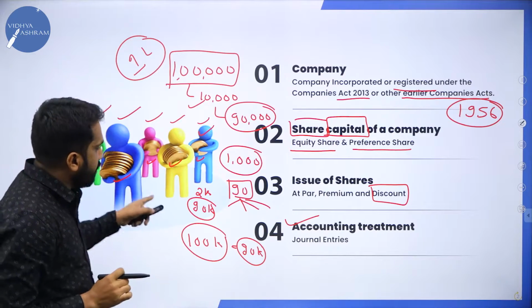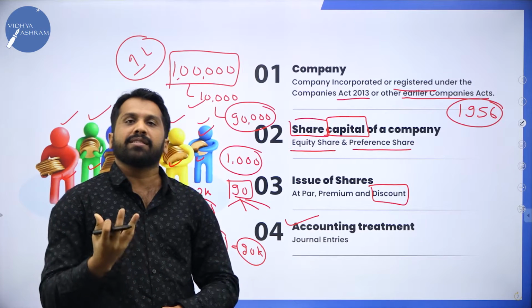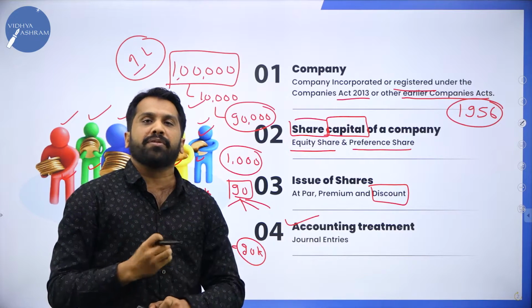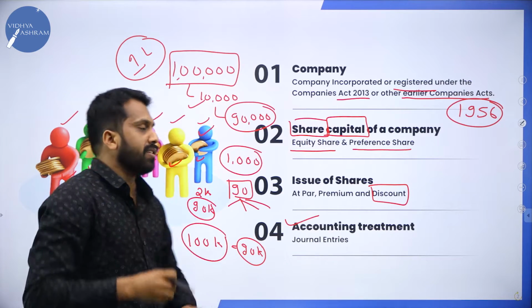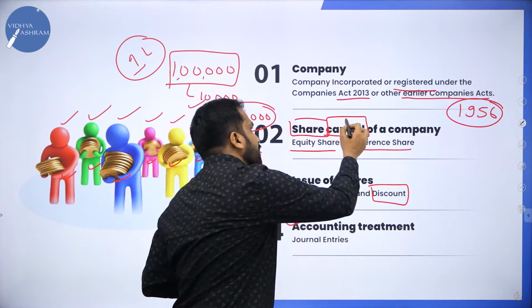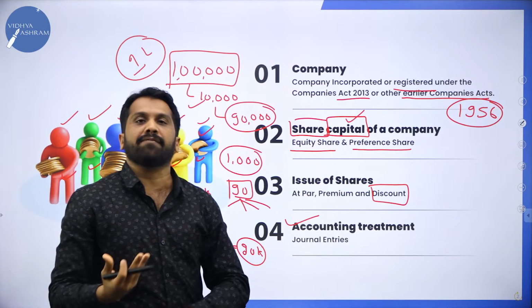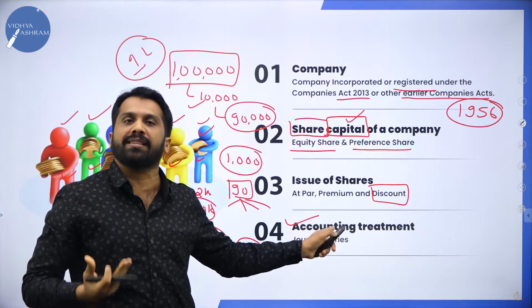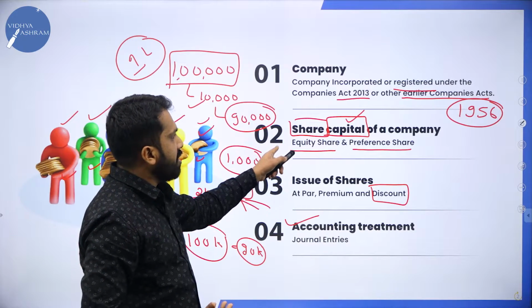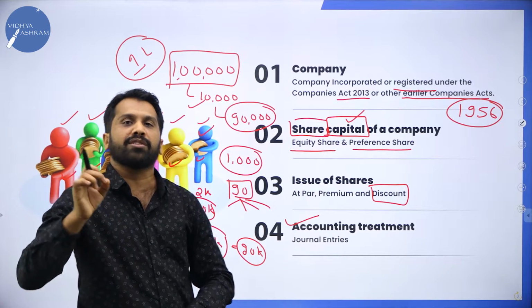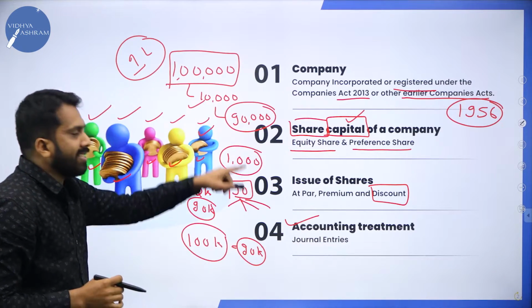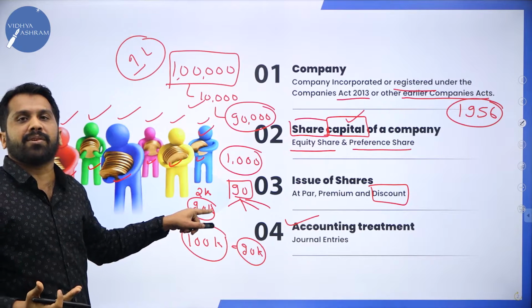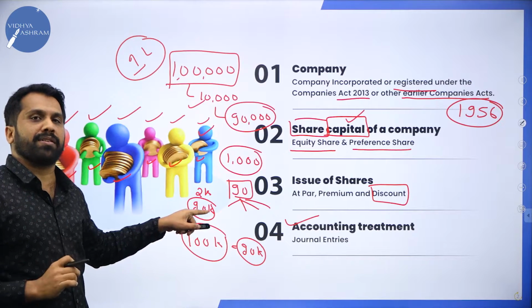Clear? These are also called owners of the company. Why? Because they have contributed. Whatever they have contributed is called share. That contribution will be called what? Investment. Investment, the other name in accounting is capital. Share capital. Hope you understood what we are discussing today. So this is called share capital.